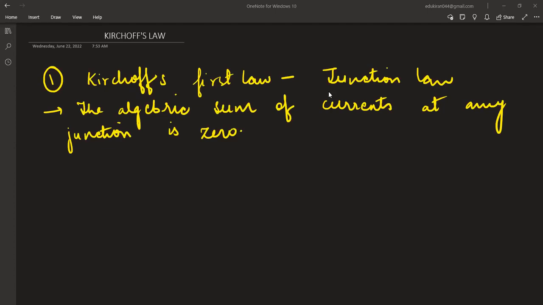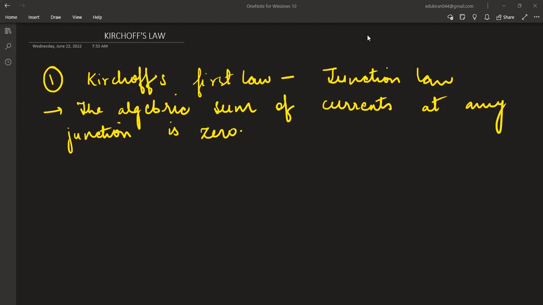Now see, in certain questions you will find that you are not able to identify whether it's a series combination or a parallel combination. One method that we discussed is by seeing current. If you see the current is the same, it is a series combination. If you see the voltages are the same, it is a parallel combination. But sometimes you are not able to identify whether it's a series or a parallel combination.